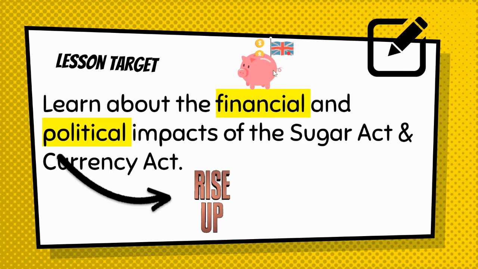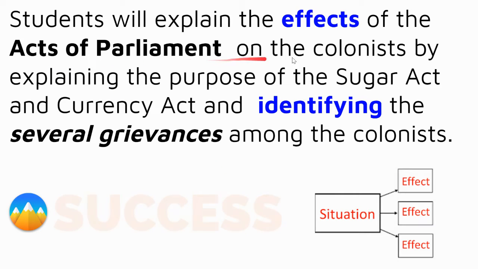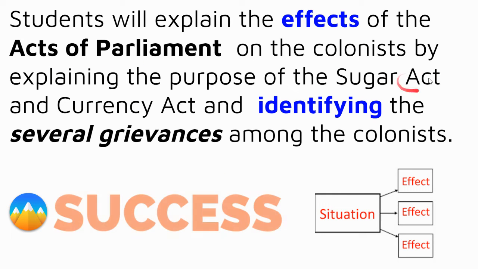We want to know some of the effects of the financial rewards that Britain got from taxing the colonies, and then the political impacts, which will describe the colonists' reactions to these acts of Parliament. So we're looking at the acts of Parliament. They were the Sugar Act and the Currency Act.